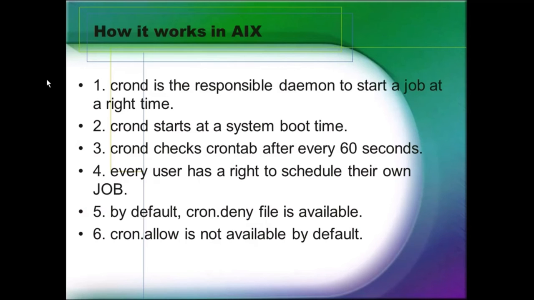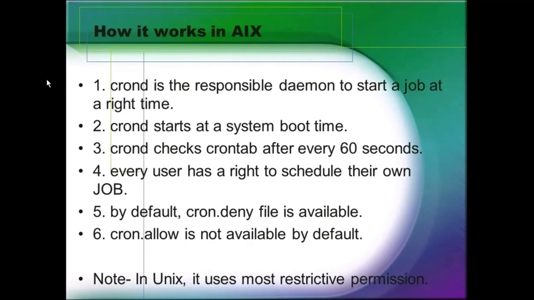Now, cron.allow is a very risky file, I would say, because let's say we have 100 users, and if we add a single user in this cron.allow file, what does that mean? Only one user can schedule a job. The rest of the 99 users cannot schedule their own job. Now why? Because Unix uses the most restrictive permission. This rule is common in all Unix environments, and AIX is also one of the Unix flavors. That's why this rule applies over here also.